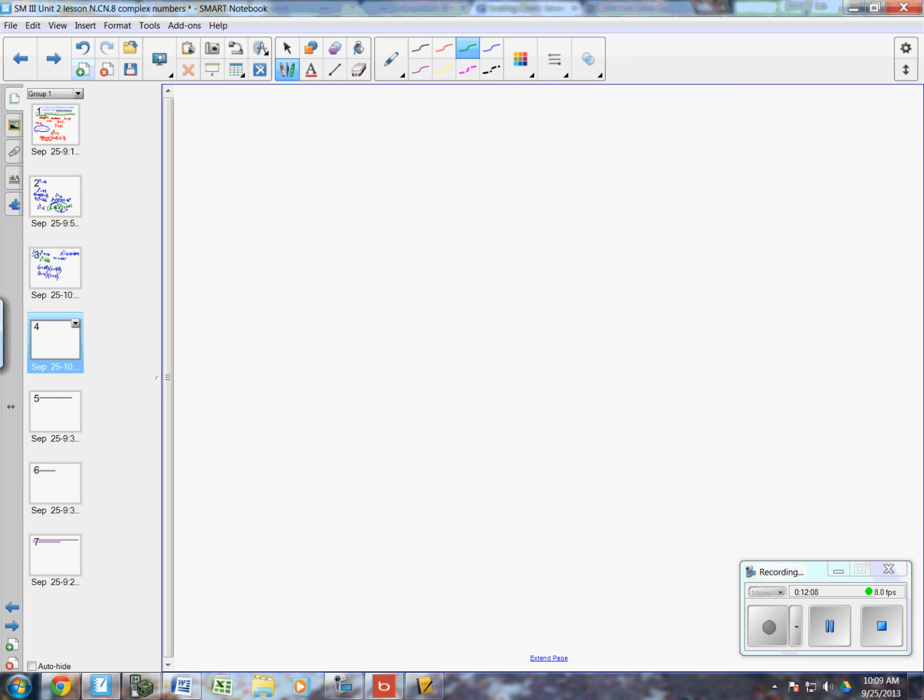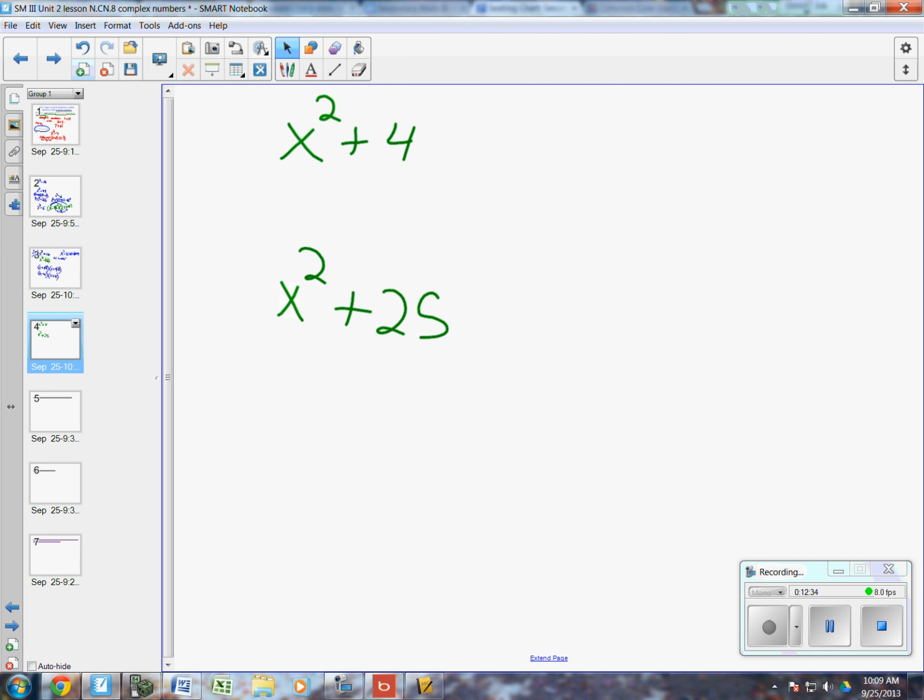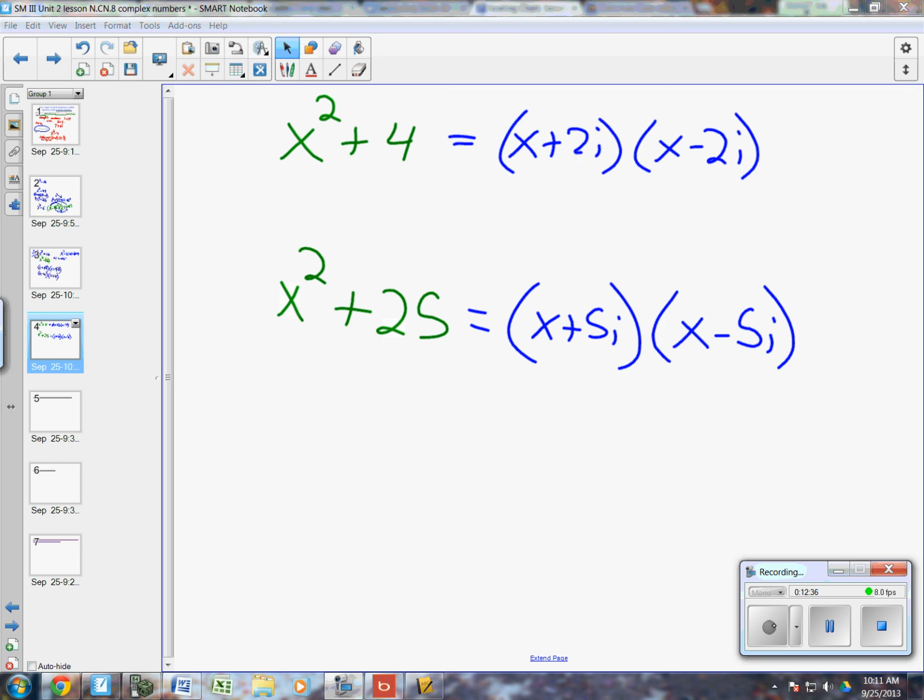Here we go. On your etch tables, I want you to solve a couple of these. I want you to factor a couple of these. x squared plus 4. x squared plus 25. Do those two. Okay, here's the answers, you guys.